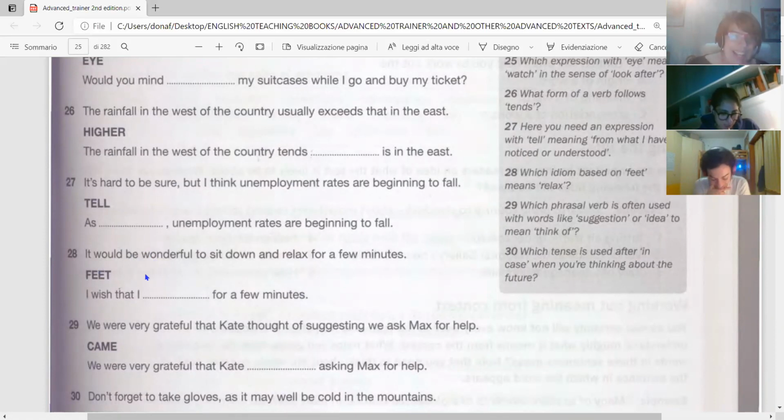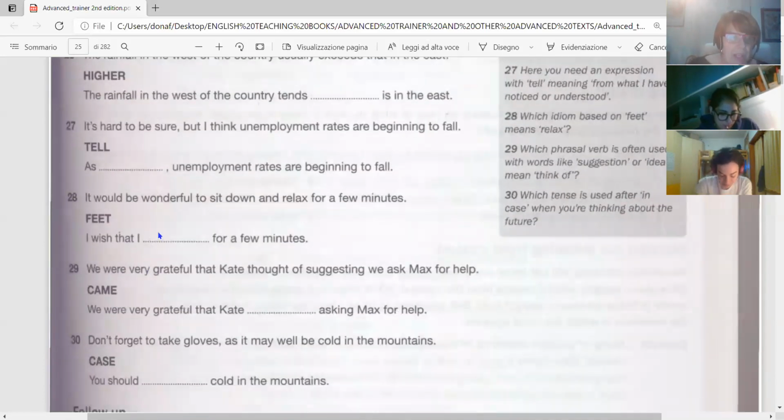Okay, 28. It would be wonderful to sit down and relax for a few minutes. I wish that I... feet. Which idiom based on feet means relax? Do you know the idiom? No. I wish that I... The idiom is put your feet up. Ah, okay.